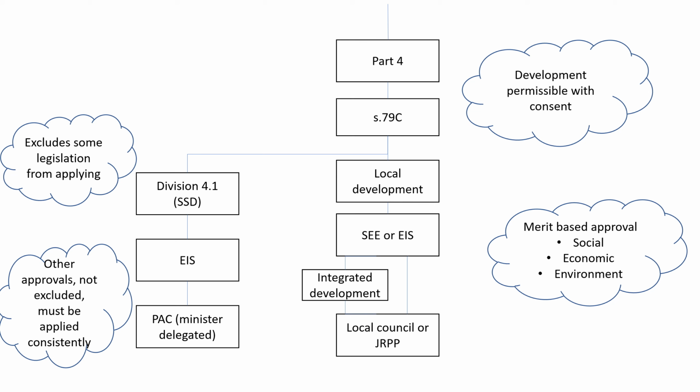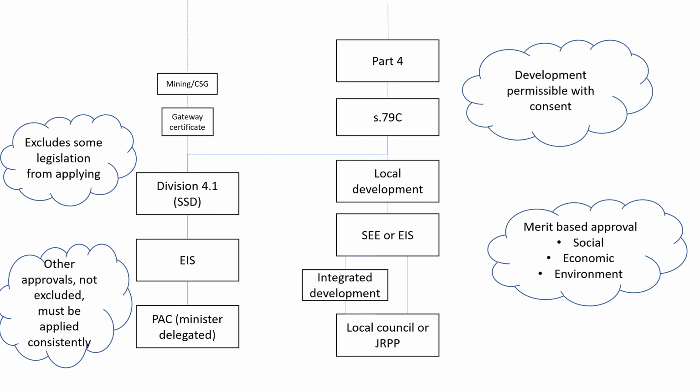Also sitting under state significant development is a gateway process for special types of development. For example, if your development is mining or coal seam gas on strategic agricultural land, you must obtain a gateway certificate prior to being able to lodge a DA. The whole purpose of this is that it's a first overview or vetting process to make sure that your development is compatible with those agricultural land uses.